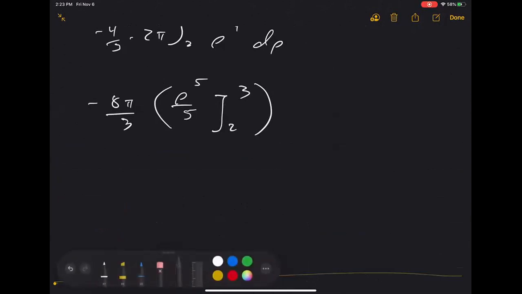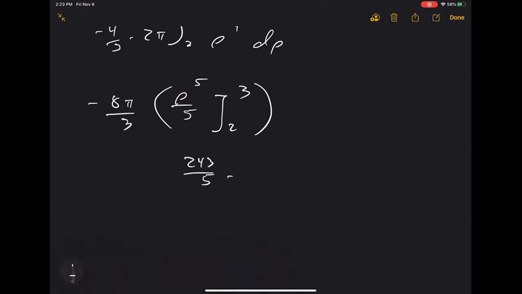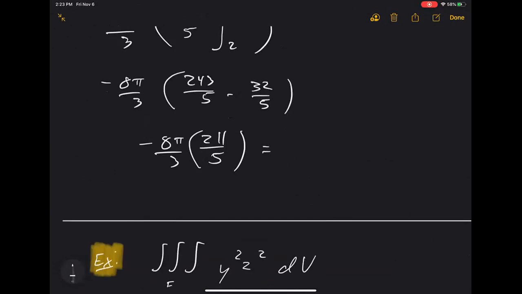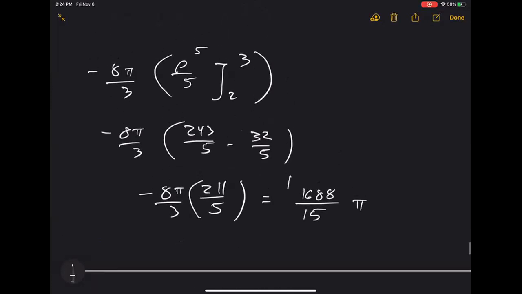What's 3 to the power 5? What did we say? Let's see, 3 to the third is 27. 81, 243. So 243 over 5 minus what? 32 over 5. So that's what? 211 over 5 times negative 8 pi over 3. So you kind of simplify that. Doesn't seem like it. So how about 1688 over 15 pi? All right. Seems like this is my answer.